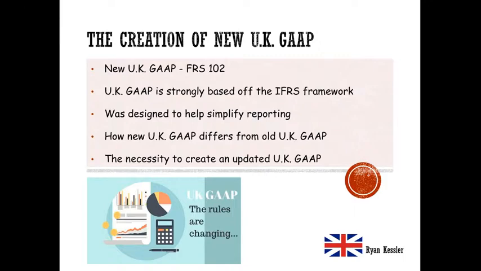It was important and necessary to create a new UK GAAP for several different reasons. Old UK GAAP needed to be simplified and updated. The creation of FRS 102 brought UK reporting standards more in line with IFRS and was a step towards future convergence.